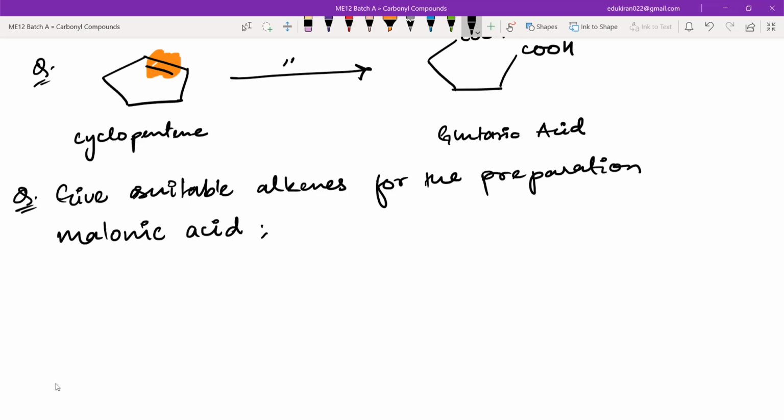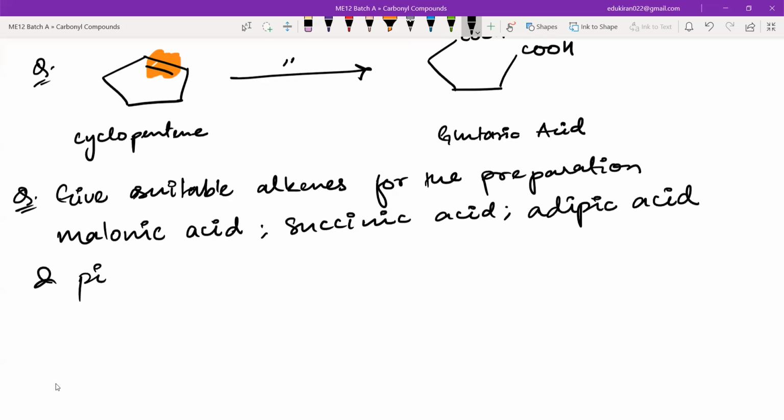Then after malonic acid comes succinic acid, and glutaric acid we just did. So after succinic acid, what do we have? Glutaric acid. After glutaric acid, what is there? This is adipic acid, right? Adipic acid, and pimelic acid.